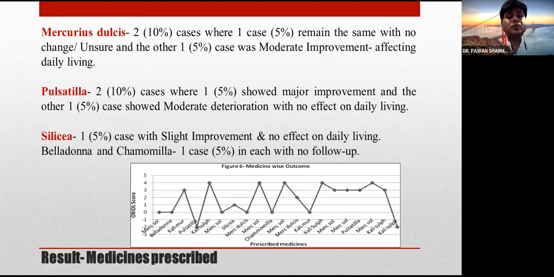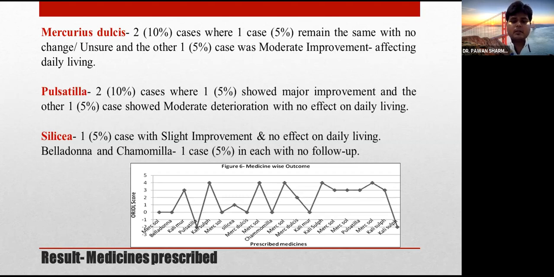Mercurius dulcis, 2 cases, where 1 case remained the same with no change or unsure, and the other case showed moderate improvement affecting daily living. Pulsatilla was prescribed in 2 cases where 1 showed major improvement, and the other showed moderate deterioration with no effect on daily living. Silicea, 1 case with slight improvement, no effect on daily living. Belladonna and Chamomilla, 1 case each, with no follow-up.